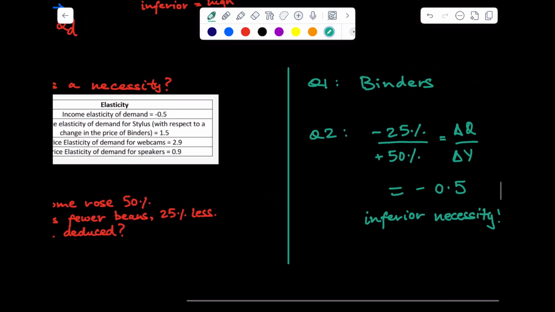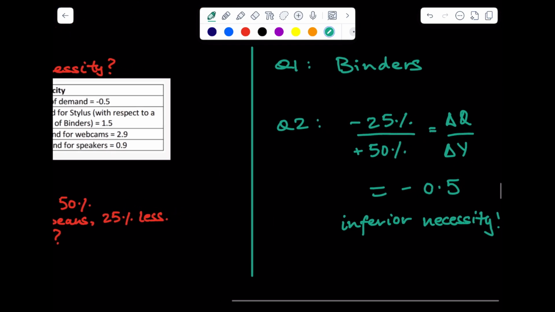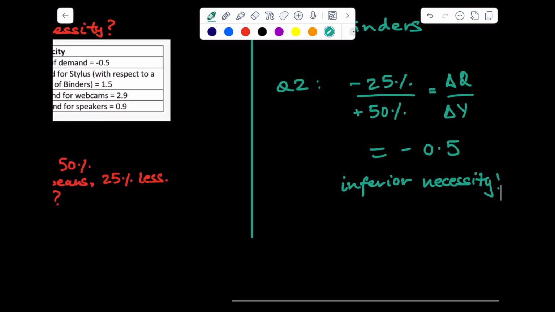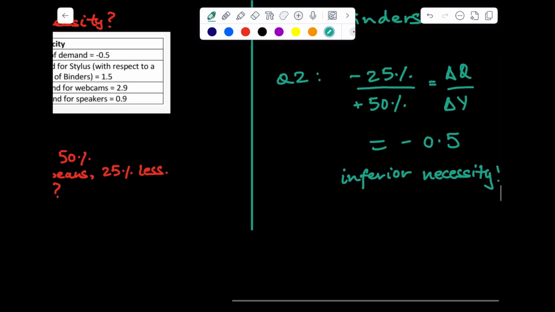Question 2, Victoria's income rose 50%. She now buys fewer beans, 25% less. What can be deduced? So when we get questions like this, you want to calculate the income elasticity, and if you do the math, you get negative 0.5. And if we refer to our number line, we know that a YED value of negative 0.5 is going to be an inferior good. Inferior necessity, in fact, to be more specific. So that's our deduction.